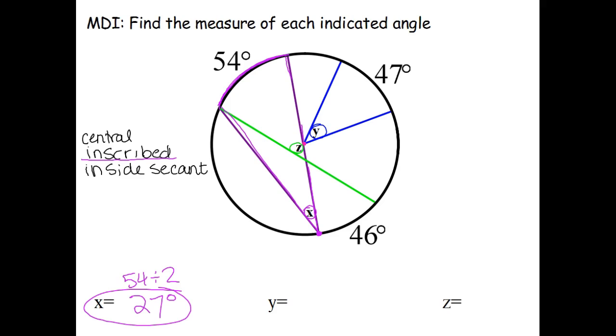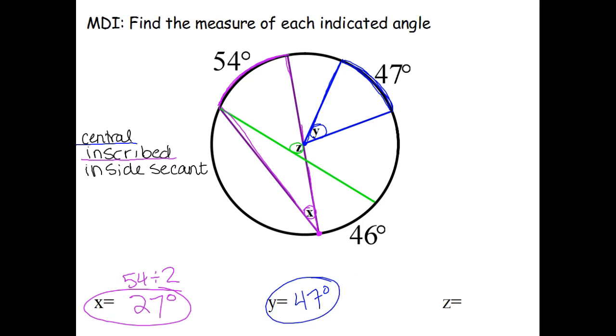For y, if we look here, we can see that the vertex for y is actually at the center of the circle. So that is a central angle. And again, if we do the same thing, follow these out, we can see that the arc we need to find that angle is this one right here. And we know that a central angle is the same measure as its intercepted arc. So if the arc is 47 degrees, then the angle itself is also 47 degrees.